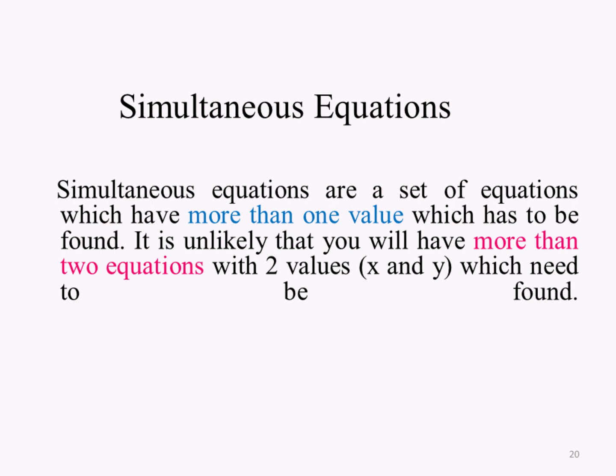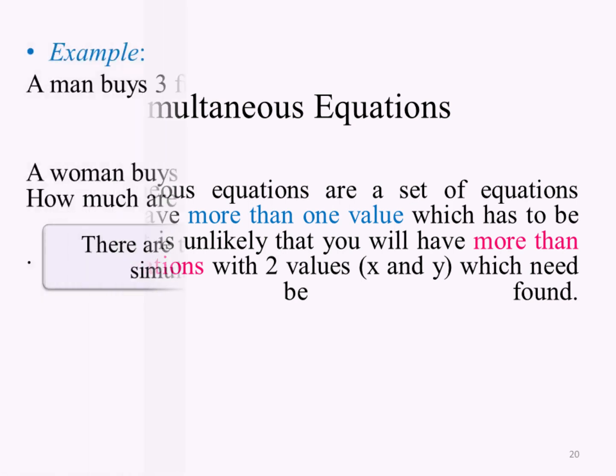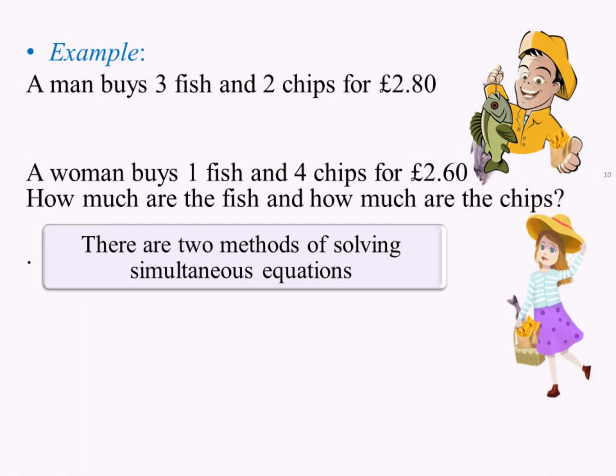So these are sets of equations where we have to find more than one variable which are to be known. You can explain it to a common man as well. We are talking about physics right now, but if a common man wants to understand the concept of a simultaneous equation, this is an example. If two people are there, a man and a woman, the man buys, for example, 3 fish and 2 chips, and the price he pays is 2.80 pounds, and the woman buys 1 fish and 4 chips and she pays 2.60 pounds.